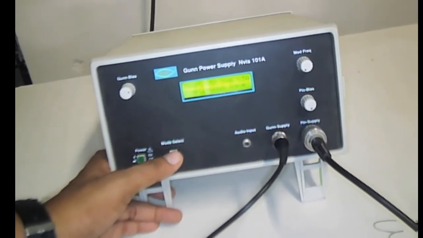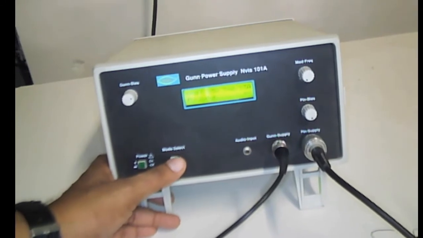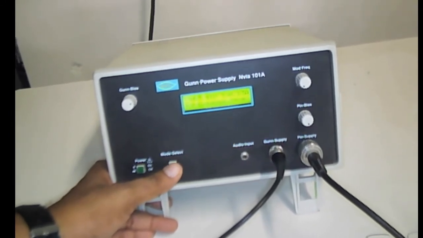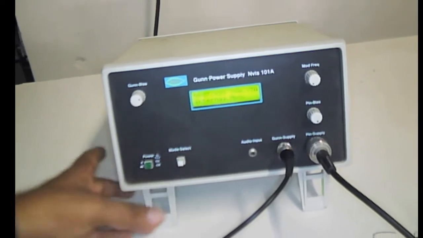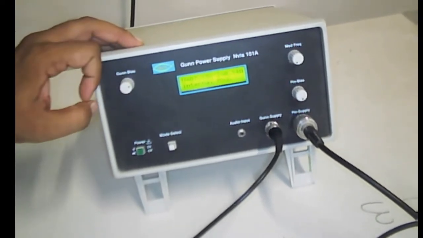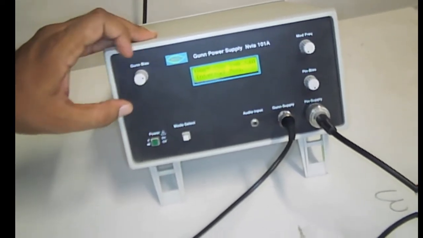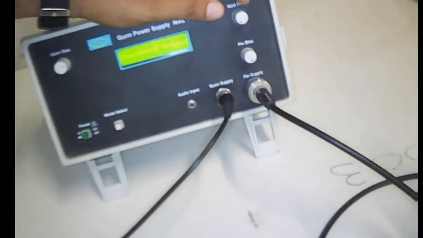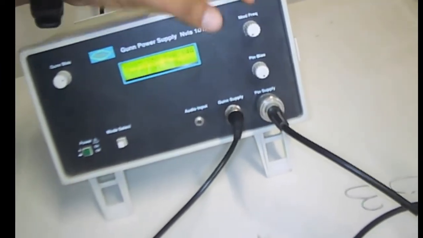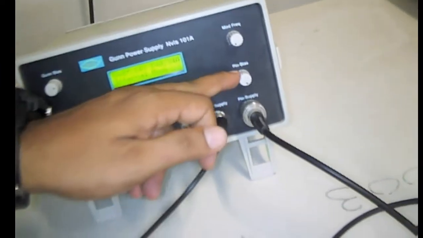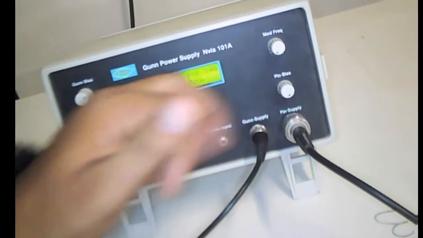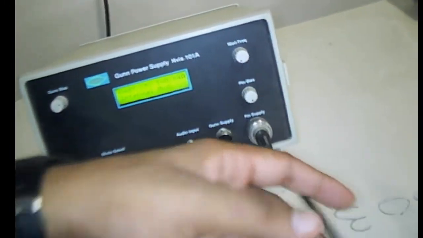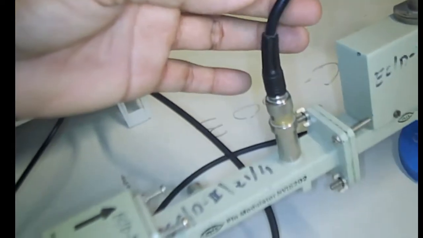Right now we are selecting internal mode, so that it will generate a 1 kilohertz square wave, and it can be transmitted over the microwave test bench. The voltage required for the Gunn can be varied by using this knob, that is called Gunn bias. The modulation frequency at the input of the PIN modulator can be varied by this knob, and the PIN bias, that is the bias voltage required for the PIN modulator, can be varied by this. Now this is the PIN bias. This voltage is given to the PIN modulator.